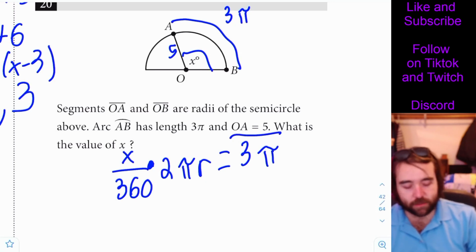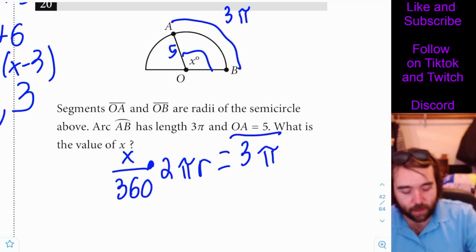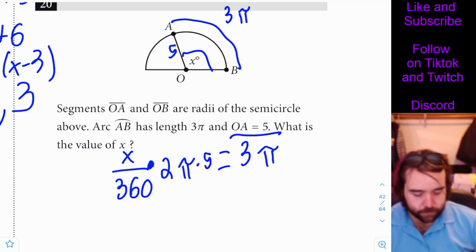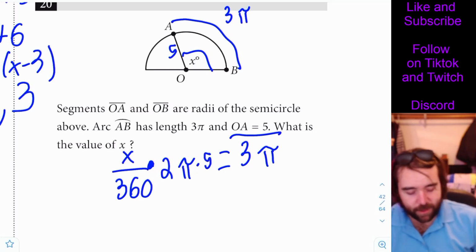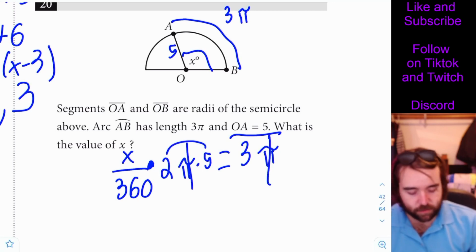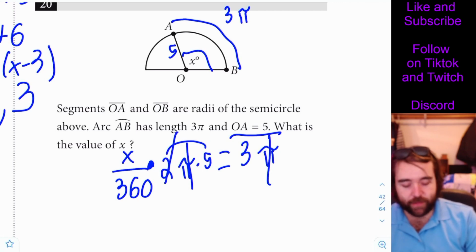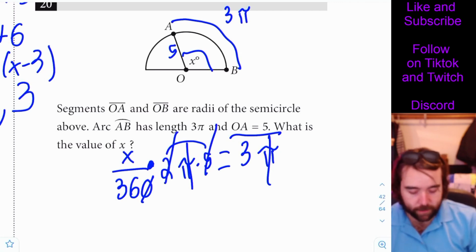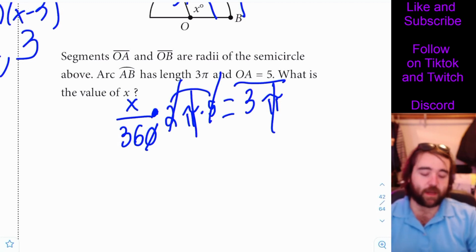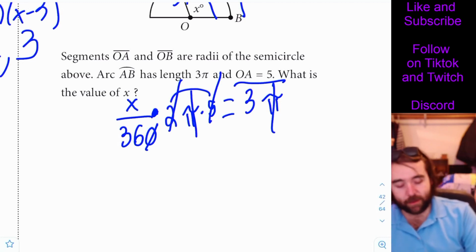And then they also tell us right here that OA, the radius, is 5. So we have that as well, and now we just have to solve for x. Look how pleasant the numbers actually are, because the pi's cancel. 2 times 5 is 10, so that cancels out with this 0, and you're just left with x over 36 equals 3. Multiply both sides by 36. So 30 times 3 is 90. 6 times 3 is 18. 90 plus 18. x is 108.